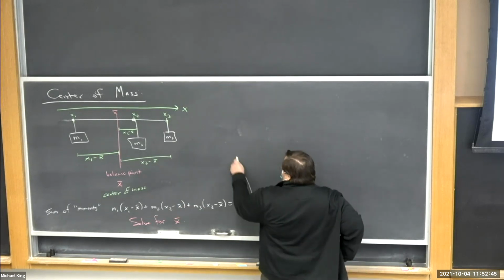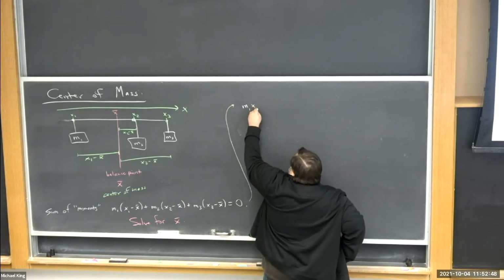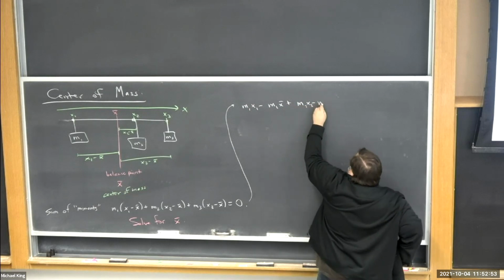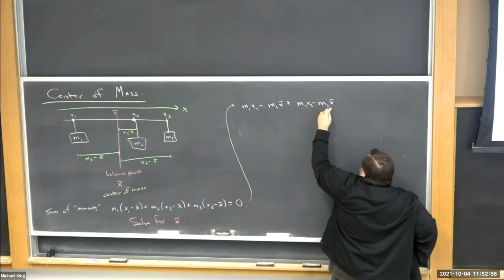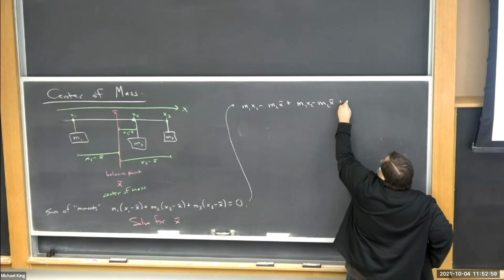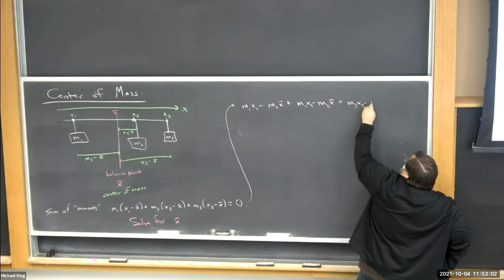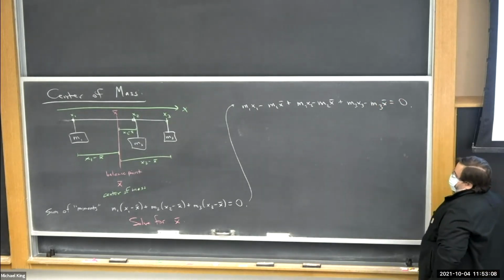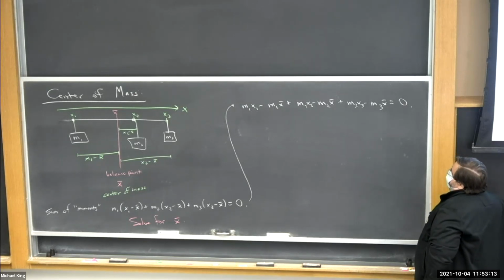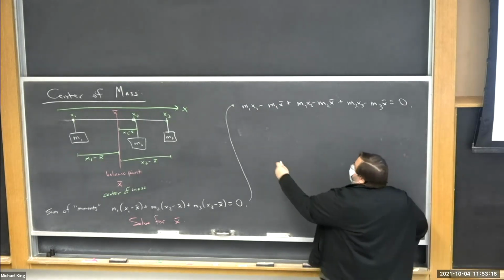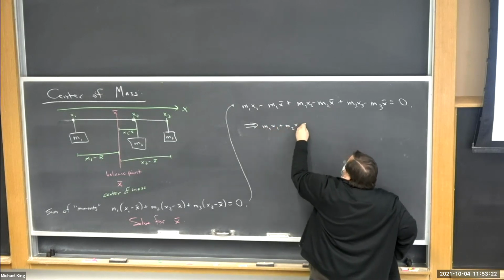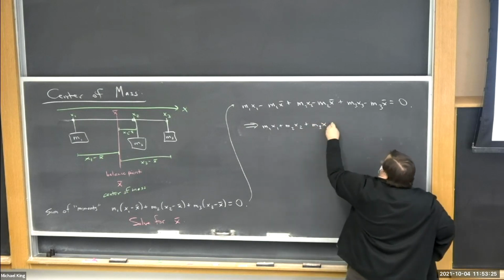So one thing you could do here is you could write this as m1 x1 minus m1 x bar plus m2 x2. I'm just distributing the masses through the parentheses. Check my algebra here, make sure I'm not doing something wrong. Right. And then I could move all the ones with minus signs over to the other side. And you get something like this.